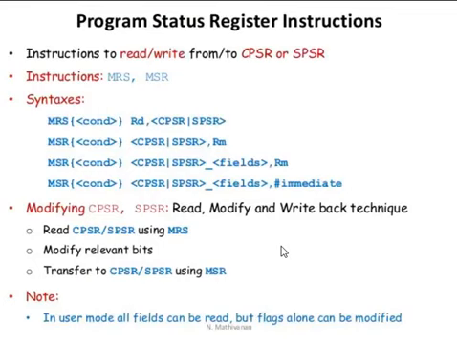Now let's study what are program status register instructions. Okay, this is very seldom used. There are two basic instructions, MRS and MSR. The syntax for this is MRS Rd comma CPSR or SPSR. Okay, current program status register or saved program status register. So these values are read using MRS. Okay, and finally it is transferred into CPSR or SPSR.